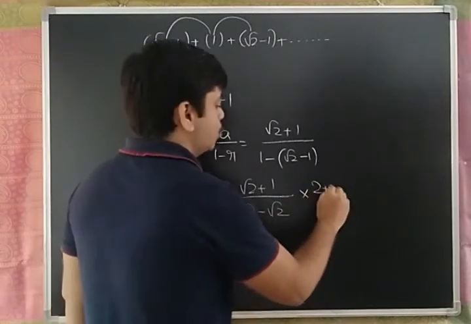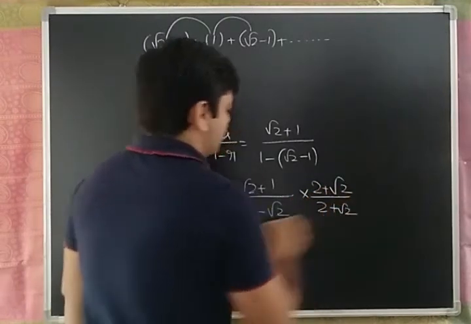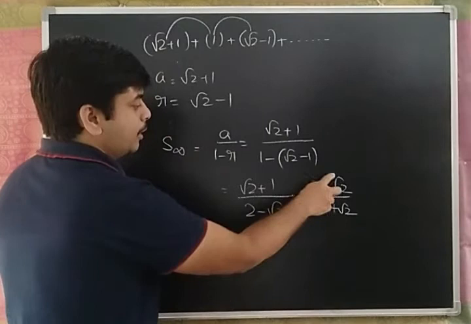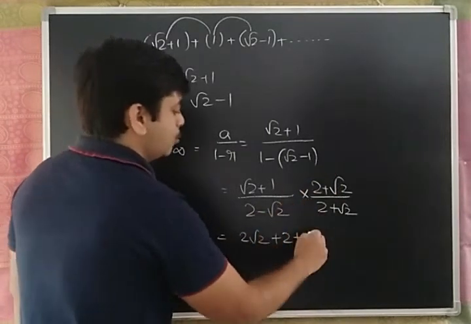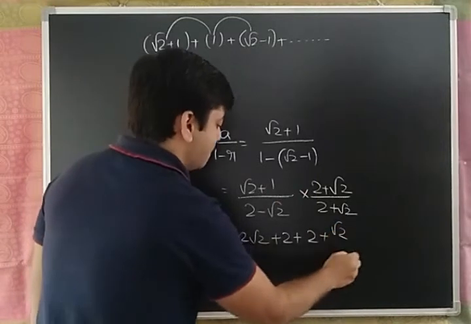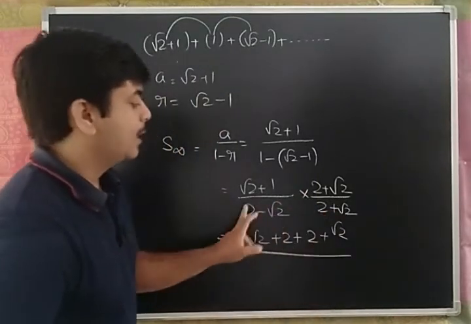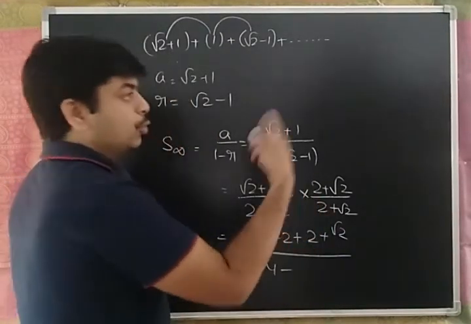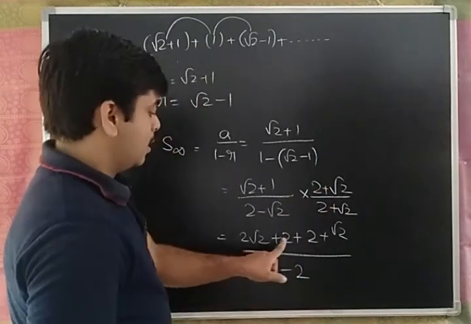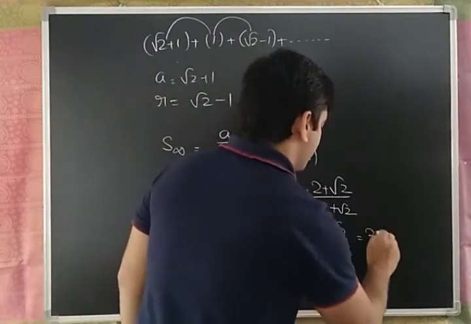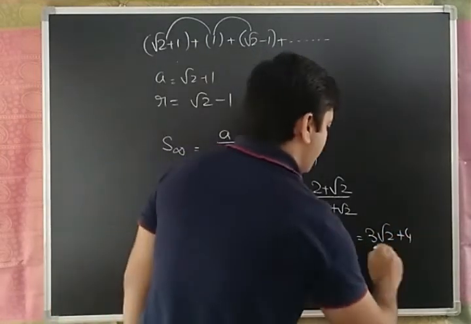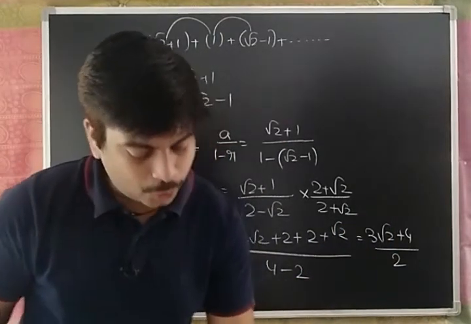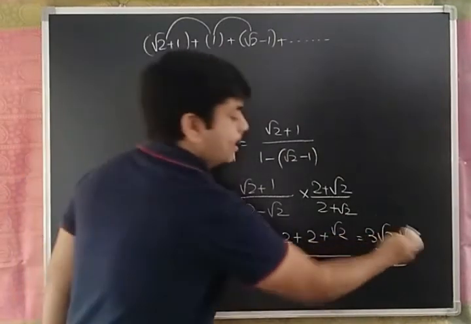Multiply 2 minus root 2 with 2 plus root 2 by 2 plus root 2. In the numerator, you multiply root 2 plus 1 with 2 plus root 2. Root 2 into 2 is 2 root 2, root 2 into root 2 is 2, plus 1 into 2 is 2, plus 1 into root 2 is root 2. The denominator is a plus b into a minus b, which is a square minus b square. So 2 square is 4 minus root 2 square is 2, simply 2. So 2 root 2 plus root 2 is 3 root 2, plus 2 plus 2 is 4, by 4 minus 2 is 2. Let me check the answer. It should be 3 root 2 plus 4 by 2. Exactly. The answer is 4 plus 3 root 2 by 2.